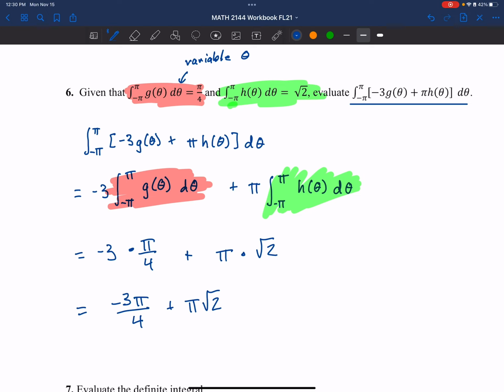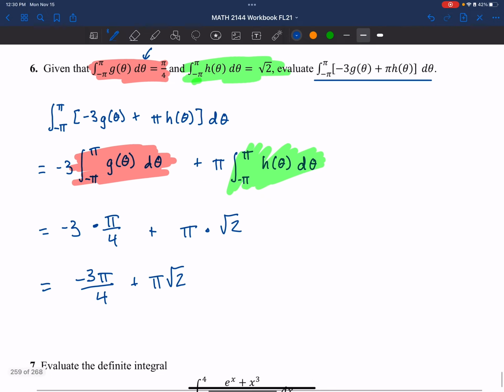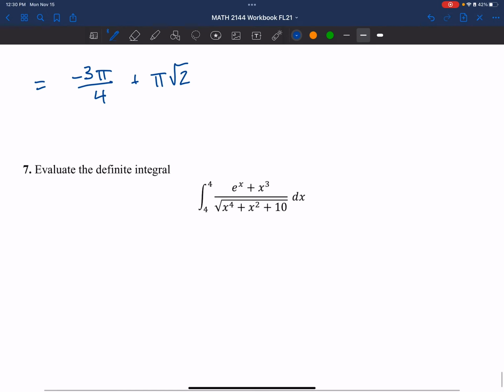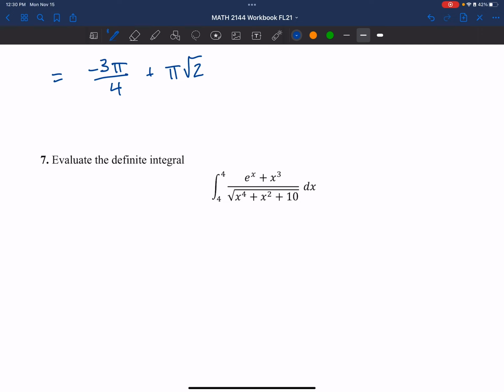Any questions on the properties here? All right. Now let's look at the next one, which is the nastiest function that I could think of to throw at y'all. Anyone think they know the answer here? If you do, turn to your neighbor and ask them if they know the answer.